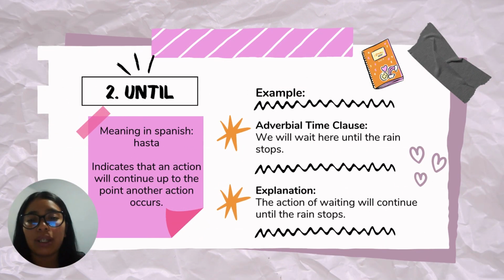Until, meaning in Spanish hasta, indicates that an action will continue up to the point another action occurs. Example, adverbial time clause: we will wait here until the rain stops. Explanation: the action of waiting will continue until the rain stops.